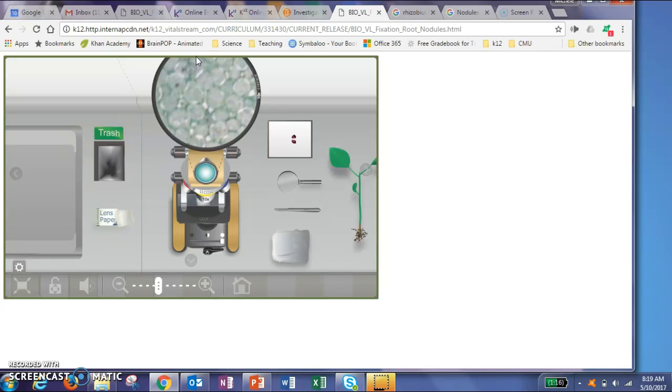So in part C, it says draw the bean nodule, including cells with and without rhizobium. How am I going to figure out the difference between those? I guess that I want to use my reading to figure that out. And I'm going to draw two sketches in this area, one with rhizobium and one without.